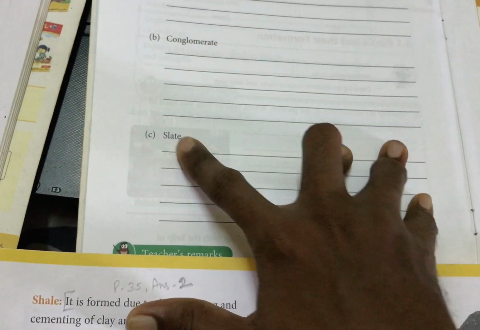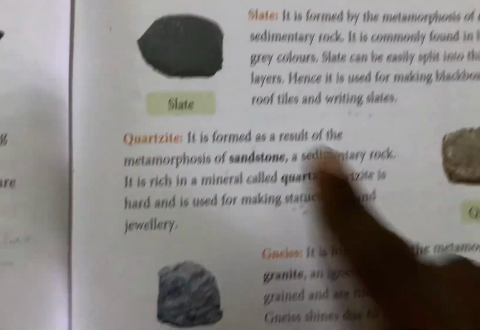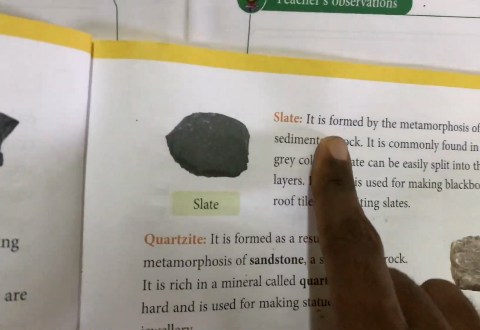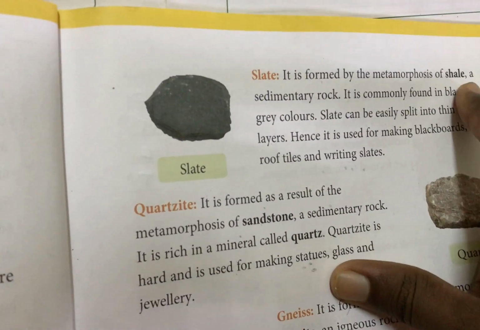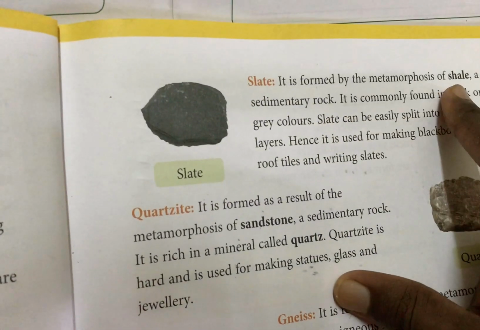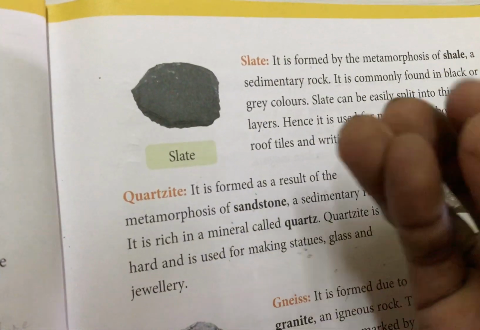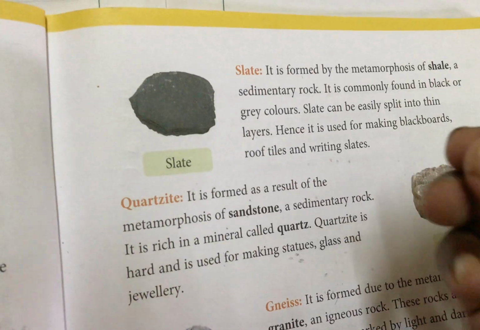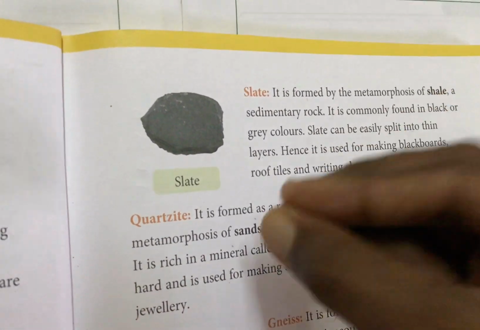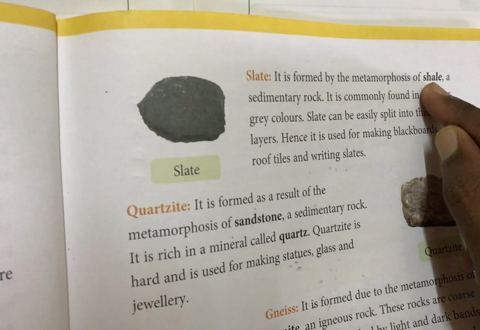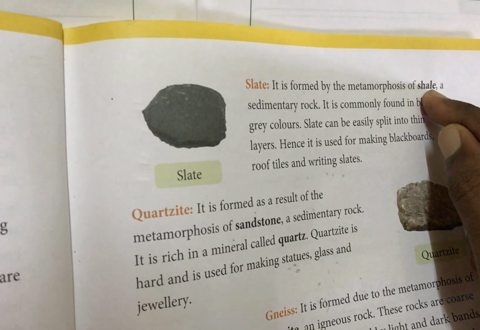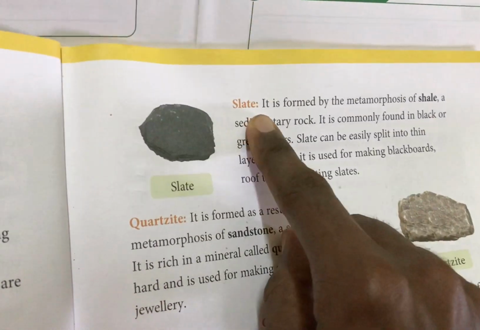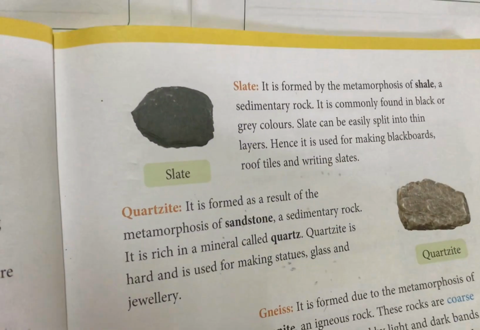What is the third short note? That is slate, which you can write down from page number 35 of book A. It is formed by the metamorphosis of which rock? Shale. Shale is a sedimentary rock. When the mineral content of this shale changes, it takes the form of slate rock. In this way we can say that.